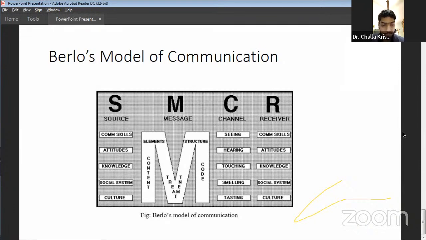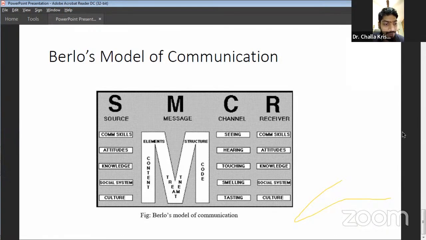Social barriers again, economic and social. When you come from a middle class family, your style of sending the message is different. When you're coming from rich or poor classes, your style of sending the message is different, right? And then in the channel, you receive the message by seeing, by hearing, by touching, by smelling, and by tasting.